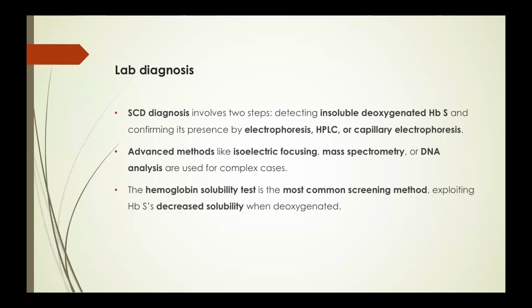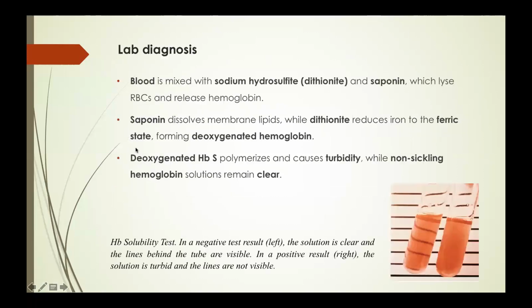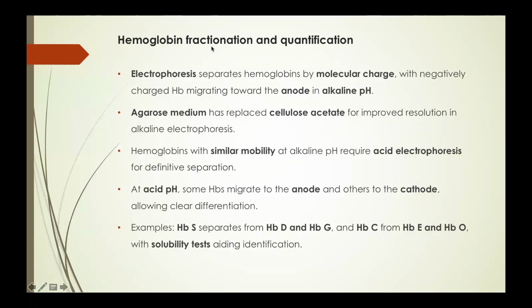So lab diagnosis can be performed in 2 steps: detecting insoluble deoxygenated hemoglobin, and confirming its presence by performing electrophoresis. Someone is asking a question: which are the target cells in that smear? Oh, sorry. Let me show you the target cells in the smear.